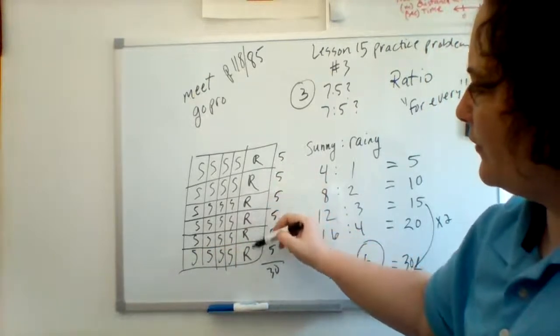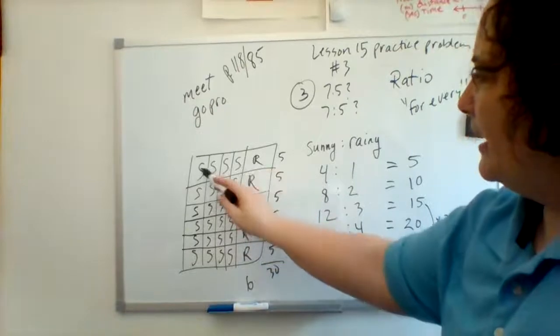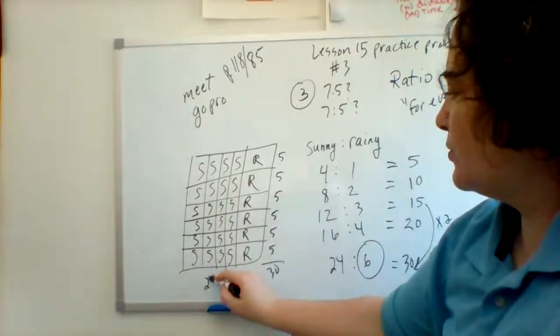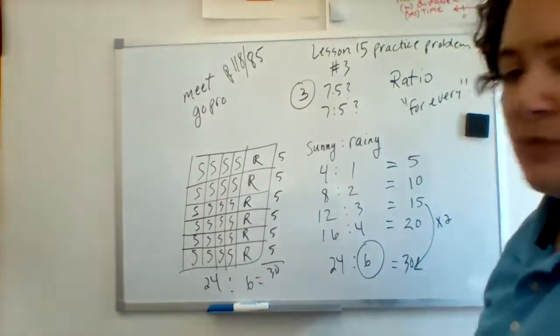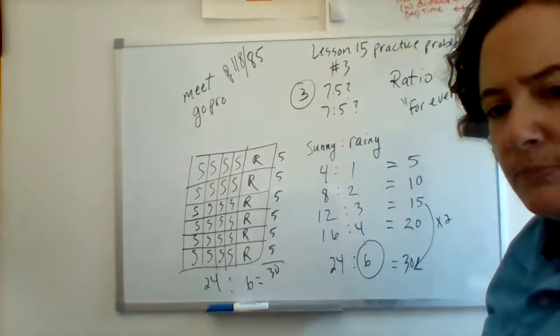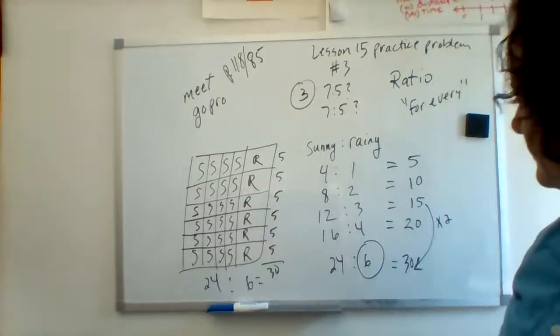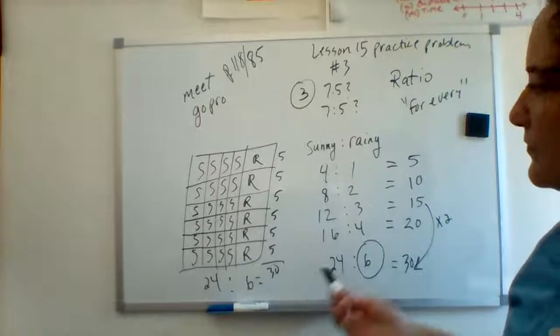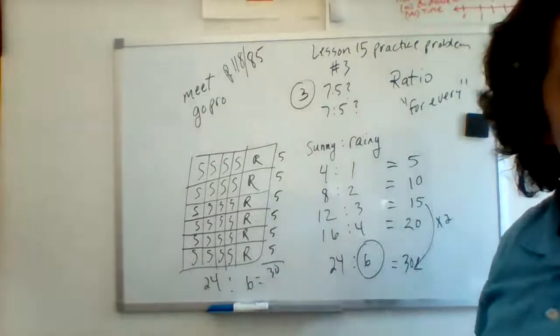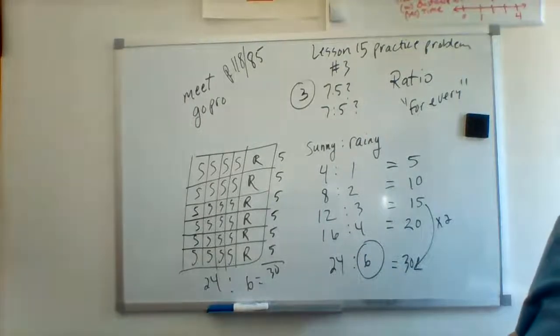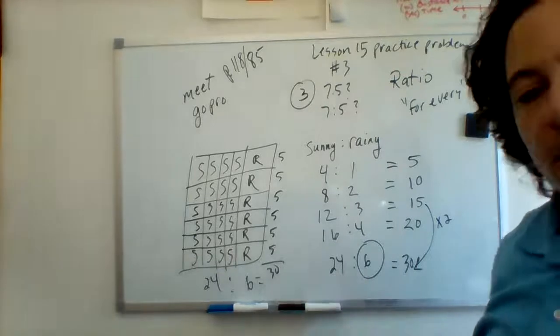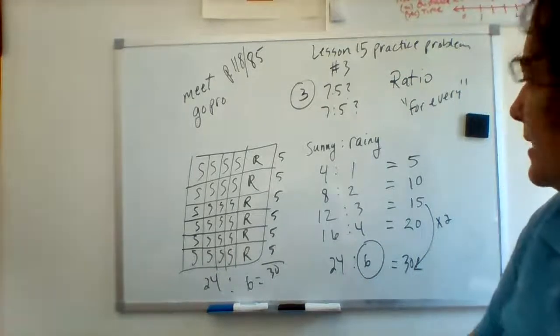One, two, three, four, five, 6. And 4 times 6 is 24. Ta-da! I like problems like this.